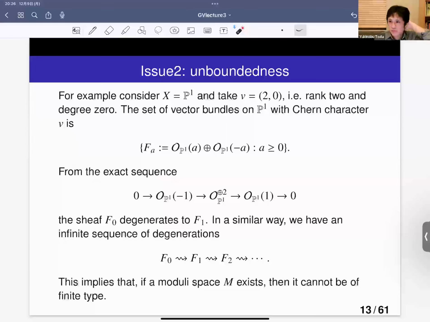So the second issue is unboundedness. This unboundedness is not a problem in the case that X is a point, but there is a problem when X has positive dimension. For example, let's consider X is just P1 and take v equal to 0. This means that I'm taking v to be h0x plus h2x. So the Chern character v means that I consider rank 2 and degree 0 vector bundles on this curve X.